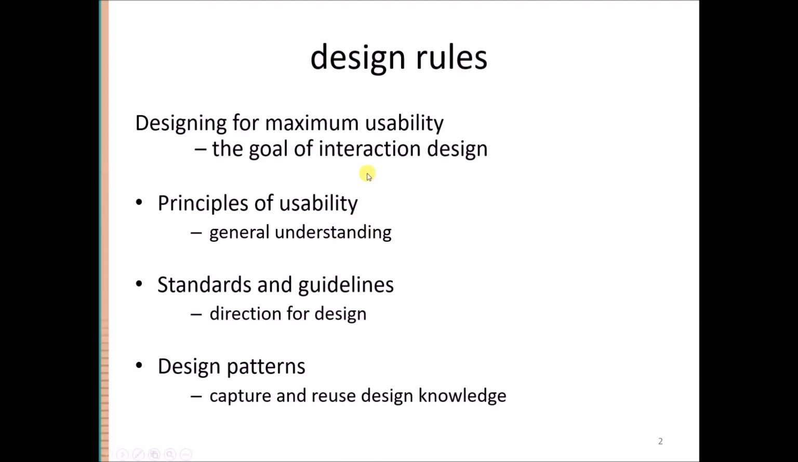So in this lecture we are going to discuss how we can design with this goal, that is, maximum usability. In order to design for maximum usability, we have to follow some rules, some guidelines, some standards. So we are going to discuss these things in this lecture. First we are going to discuss the principles of usability. The meaning is what principles we should follow so that we can design for maximum usability. This should be the general understanding for the designer, that we are designing with the principles of usability.